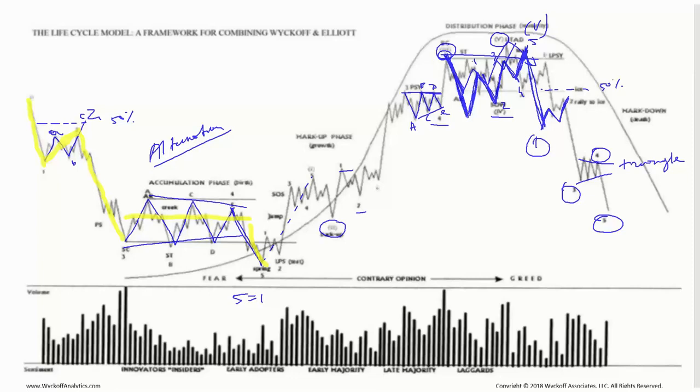So we have this 5-wave decline. It's going to be wave C. And then from there, once we finish our spring, that's when we see our 5-wave move up. And that's going to be wave 1 of an impulse wave.